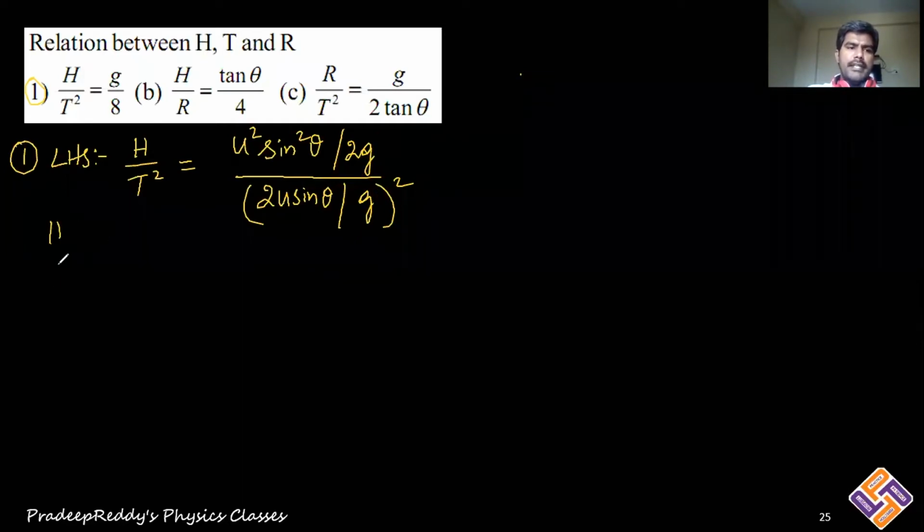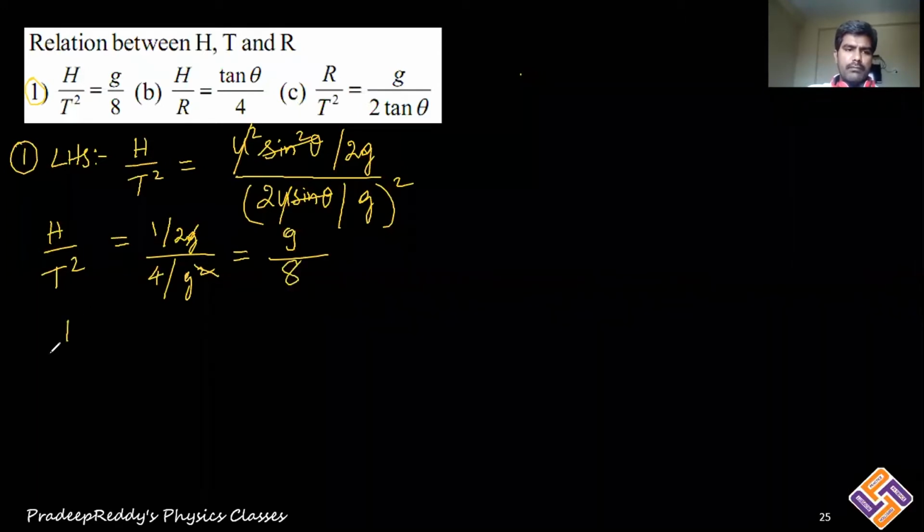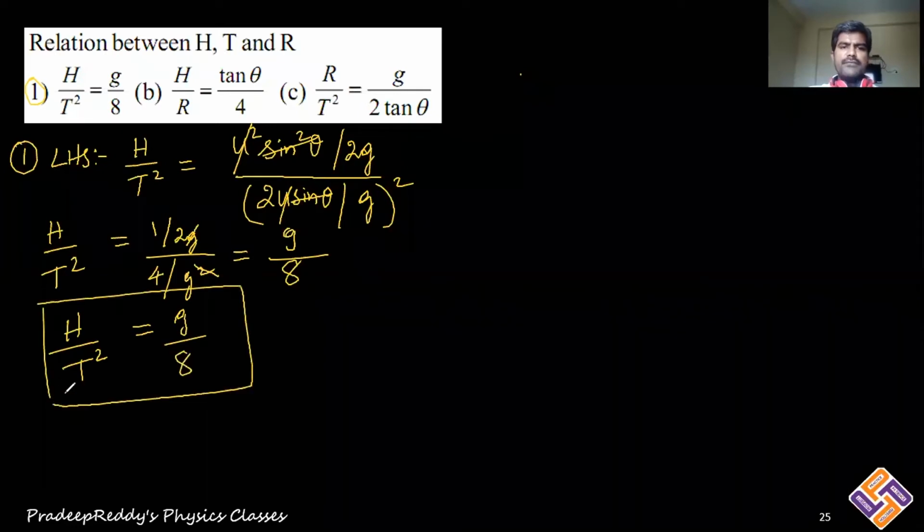h by t square is equal to u square, and u square gets cancelled. Sine square theta and sine square theta get cancelled. What is left over here? 1 divided by 2g, by 4 divided by g square. This g and g get cancelled. Finally this can be written as g goes to the numerator, divided by 4 into 2, which is 8. Therefore h by t square is equal to g by 8. This is the first relation.